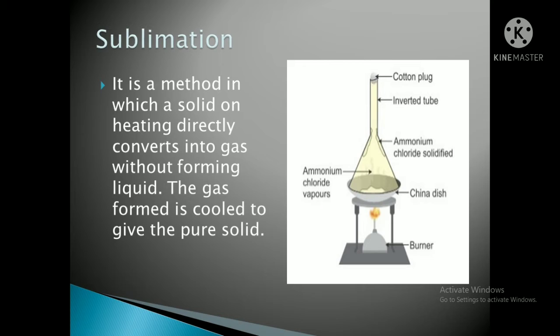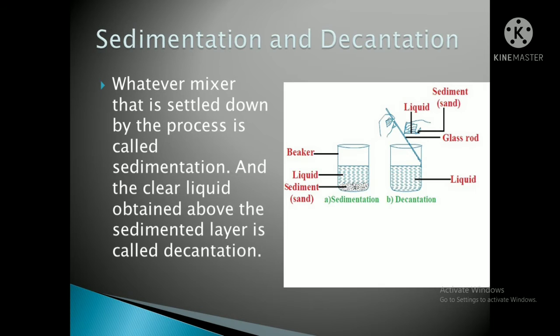So by heating the mixture, the ammonium chloride will vaporize, and as the neck portion of the funnel is colder, it will solidify there. As it solidifies, the ammonium chloride can be collected from there, and in the china dish the salt will remain. So this is an example of sublimation. Okay, now let's see the next example, that is sedimentation and decantation.